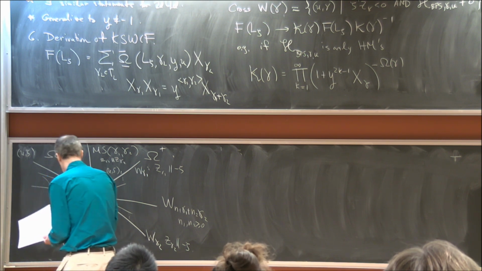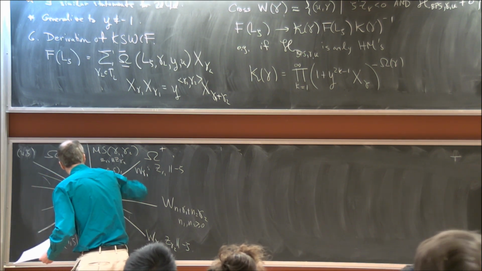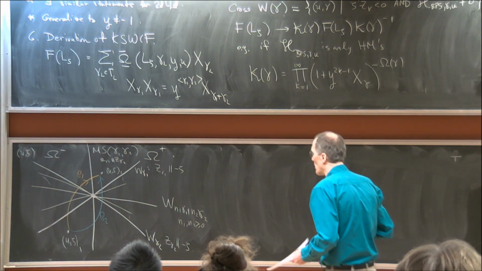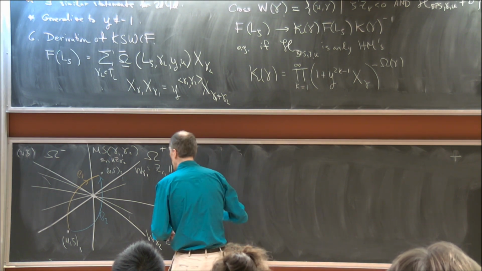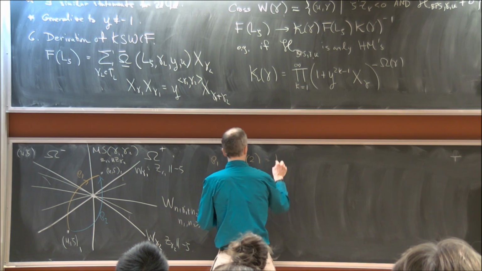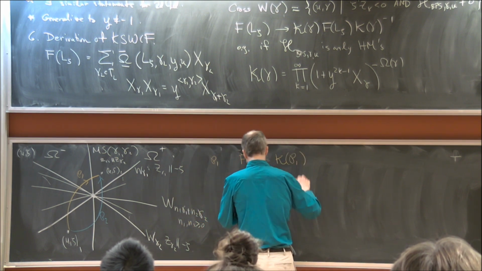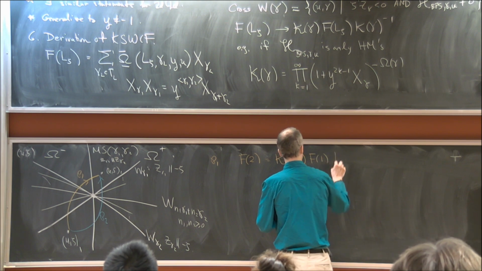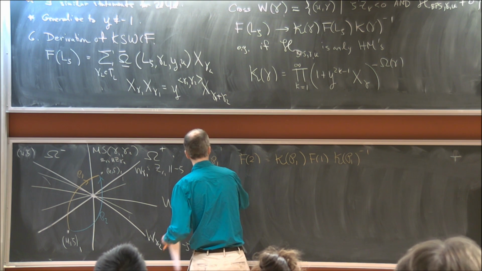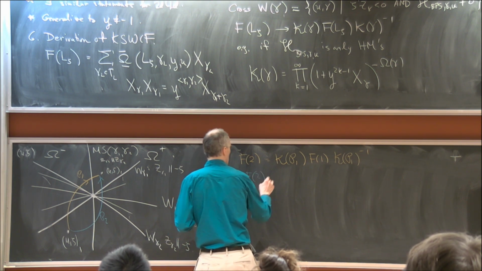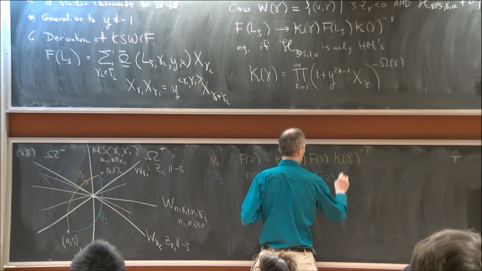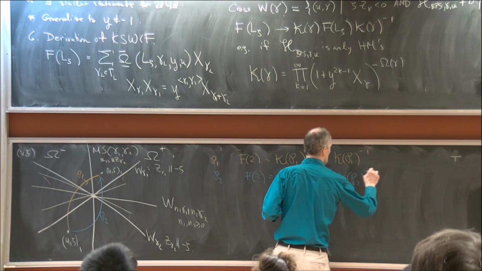P1 here and P2 here. And let's ask how this F changes as we go along P1 and P2. So along P1, F of 2 is a product of all these K operations times F of 1, K of P1 inverse. And along P2, F of 2 is this K operation along the path P2, F of 2, K of P2 inverse.